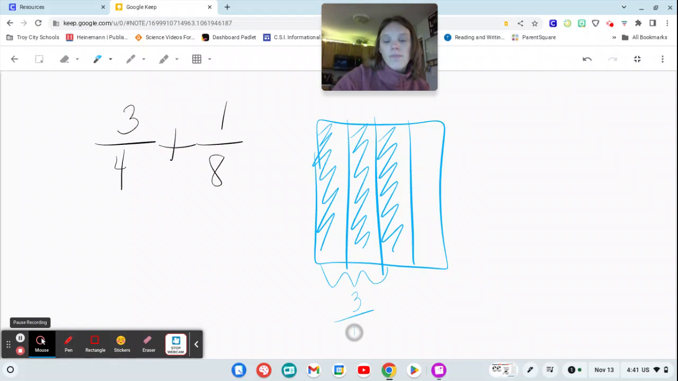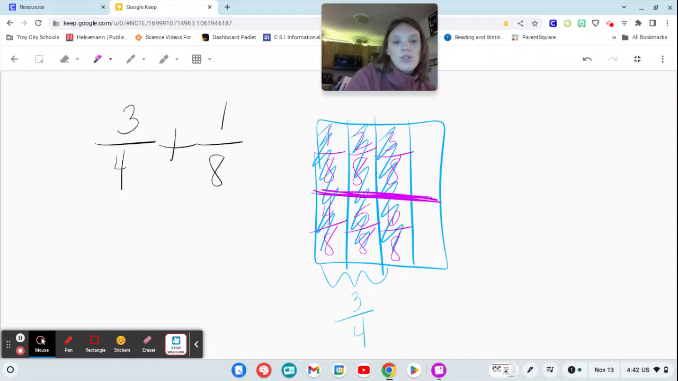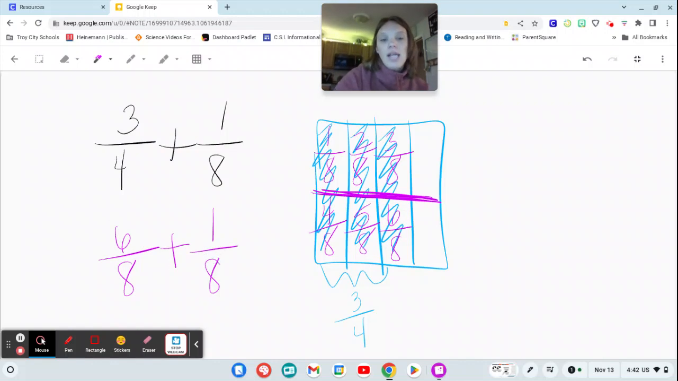I'm going to want to layer on top of that my eighths. So how I'll change my fourths to eighths is just by drawing a line here horizontally. Now I have eighths. How many eighths are shaded in? Here's 1/8, 2/8, 3/8, 4/8, 5/8, 6/8. When I rewrite this, I'm going to want to rewrite my equivalent fraction. 3/4 is equivalent to 6/8. Then I'll add one more eighth to get my answer.